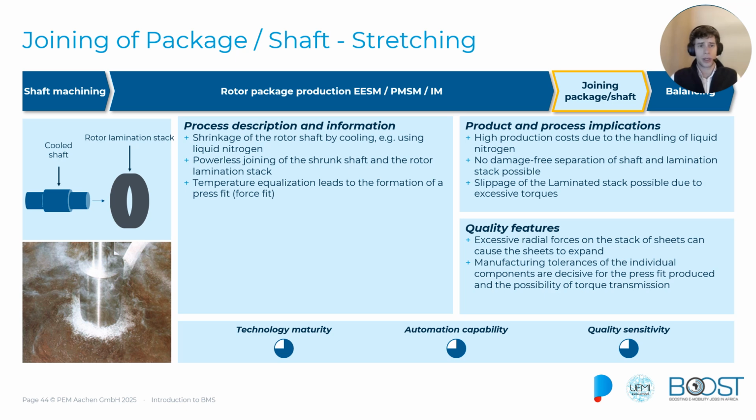The process begins by cooling the shaft, making it slightly smaller than the rotor's inner diameter. The shaft is then inserted into the bore. As the shaft relaxes, it contracts to form a secure interference fit with the rotor, ensuring strong mechanical connection and alignment for an efficient operation.